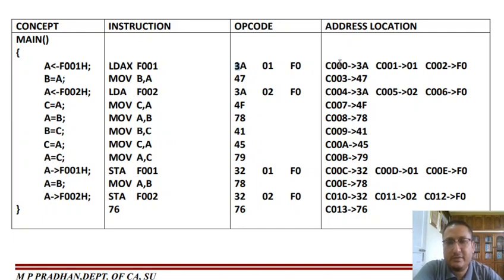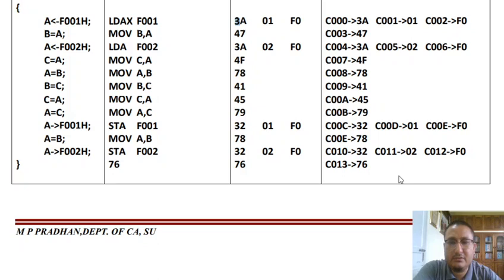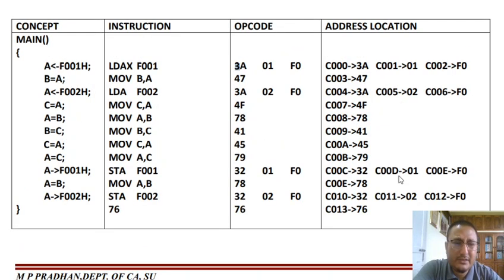So the starting address of the program is C000. So at C000 we have 3A. Likewise we have 01 F0 47 3A 02 F0 47. Then we have 78. Then 41. Then 45. Then 78. Then 32 and 01, then F0, then 78, then 32 02, then F0, then 76. So what we have done is we have stored the program in the address space as well, right? So this is a very simple program that is capable of swapping two numbers.